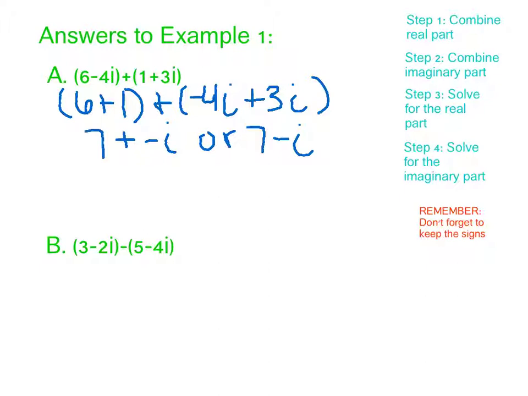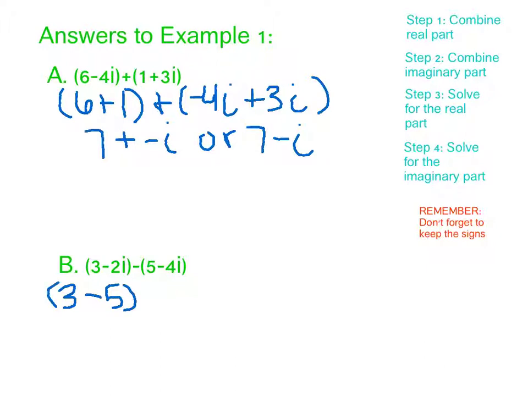Now, here's a subtraction problem. B says 3 minus 2i minus 5 minus 4i. We just have to follow the same steps as we did for the addition problem. First, combine the real part. It would be 3 minus 5.